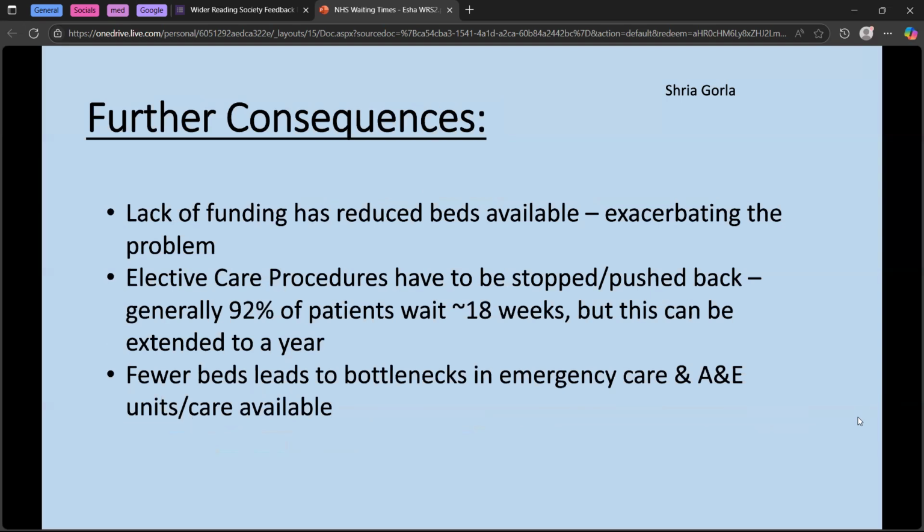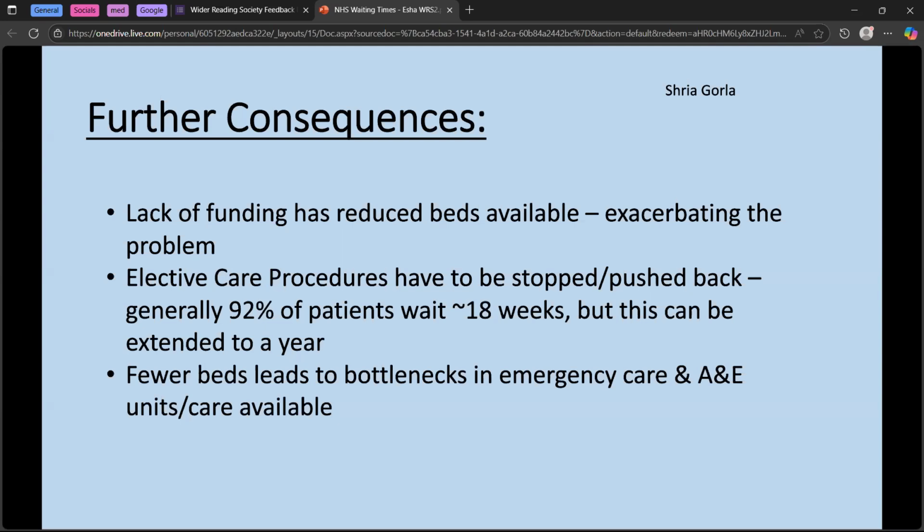There are further consequences of bed blocking. So not just in COVID, but these are the general consequences. The lack of funding is exacerbating the problem because it's reducing the beds available. And so there's even fewer beds for people who really need them. And elective care procedures have to be stopped or pushed back. So the general rule of thumb in the UK is that 92% of patients wait approximately 18 weeks, but this can be extended to a year because of bed blocking. And the NHS 10-year plan is looking to bring it all back to 92% waiting 18 weeks again.